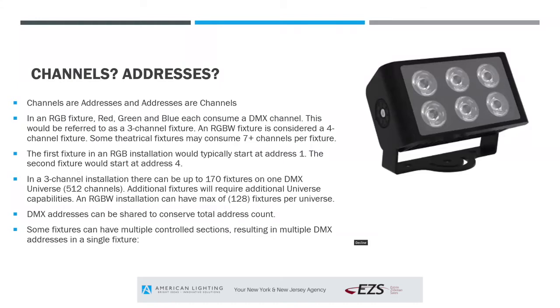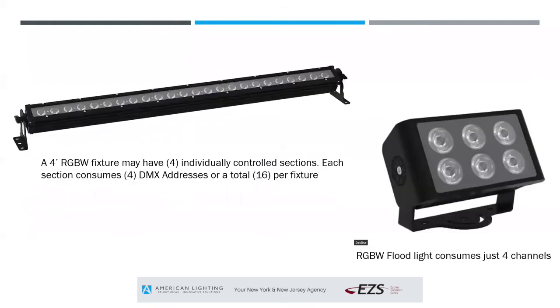You might want to share addresses. And some fixtures may have multiple controlled sections, so you might have multiple addresses in one fixture. For example, a 4-foot linear fixture might be controlled every 12 inches. So every 12 inches in an RGBW fixture will have 4 DMX addresses, so that 4-foot fixture will consume a total of 16 DMX addresses. So you want to be careful when you're doing your address count that you're taking into consideration how many possible addresses a fixture might have. You might not need all of that resolution, and you can change that depending on the fixture. You can change it from 1-foot resolution, so being able to control every 1 foot, to controlling it every 4 feet.